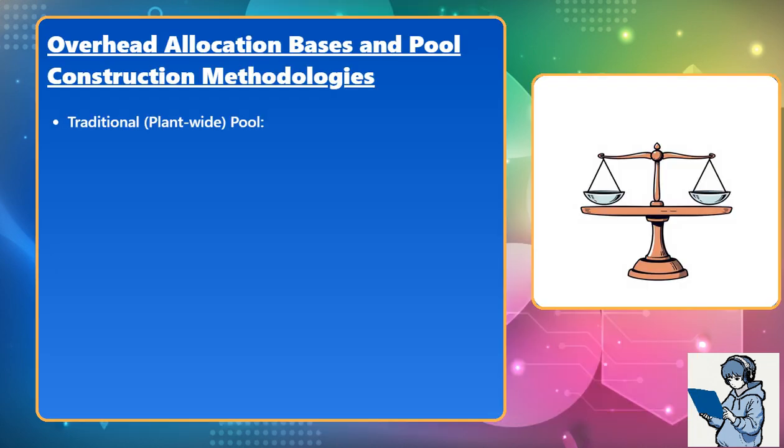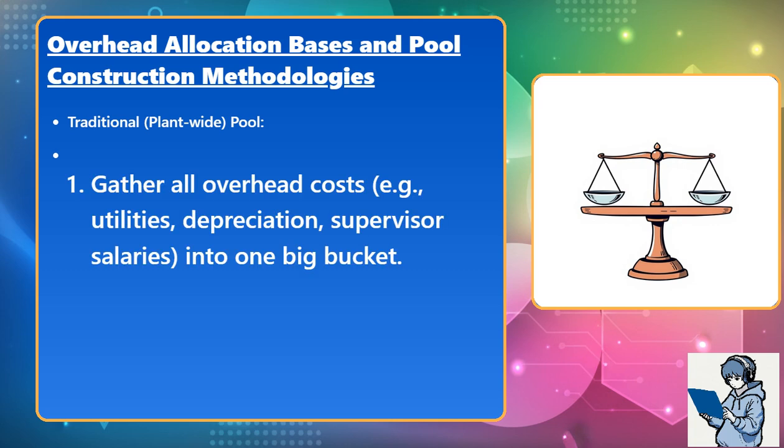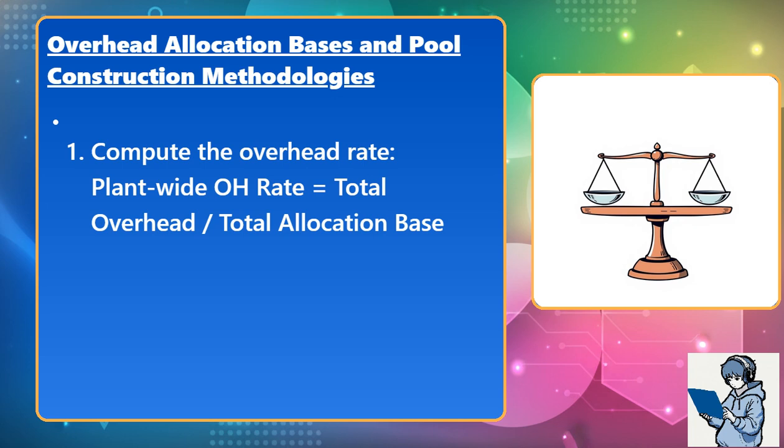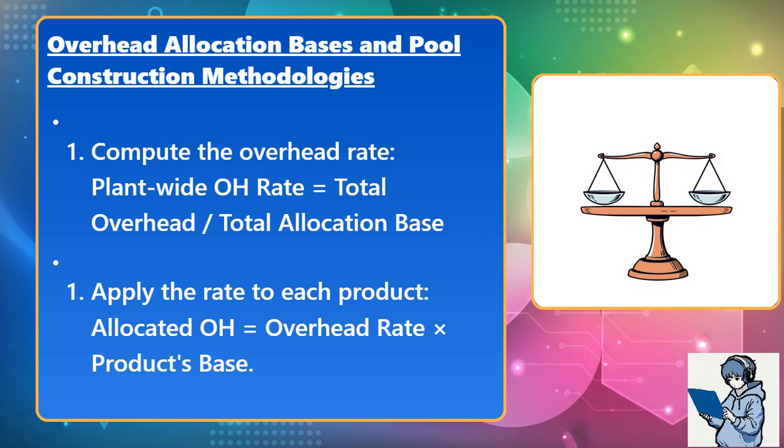Traditional plant-wide pool. Gather all overhead costs, for example utilities, depreciation, supervisor salaries, into one big bucket. Choose a single allocation base, most commonly total direct labor hours or total machine hours. Compute the overhead rate. Plant-wide overhead rate equals total overhead divided by total allocation base. Apply the rate to each product. Allocated overhead equals overhead rate times product's base.